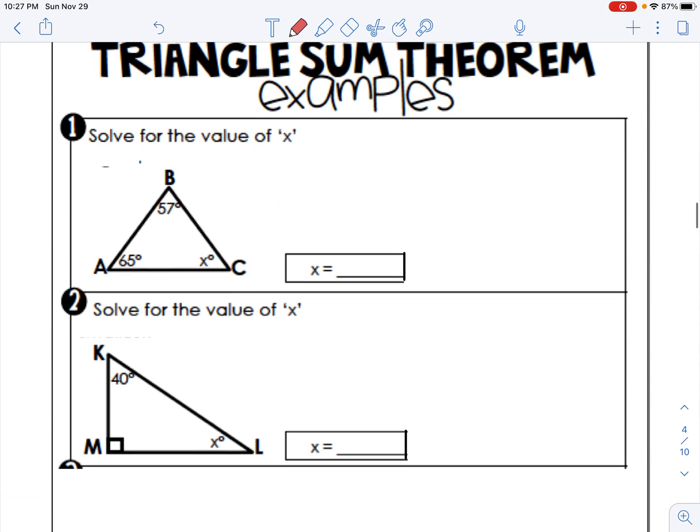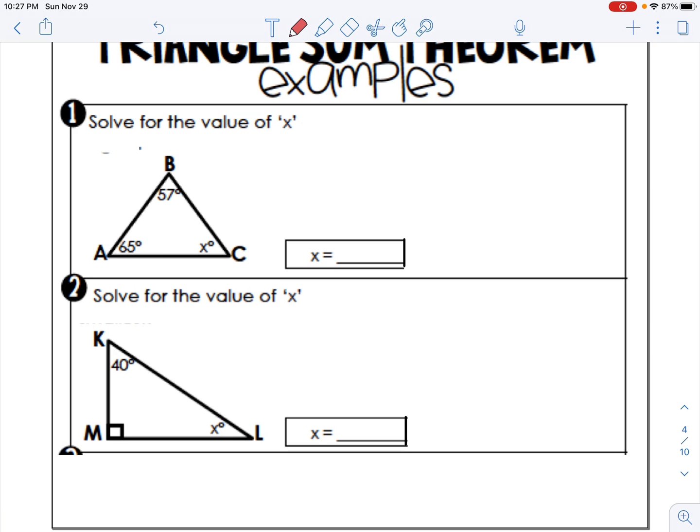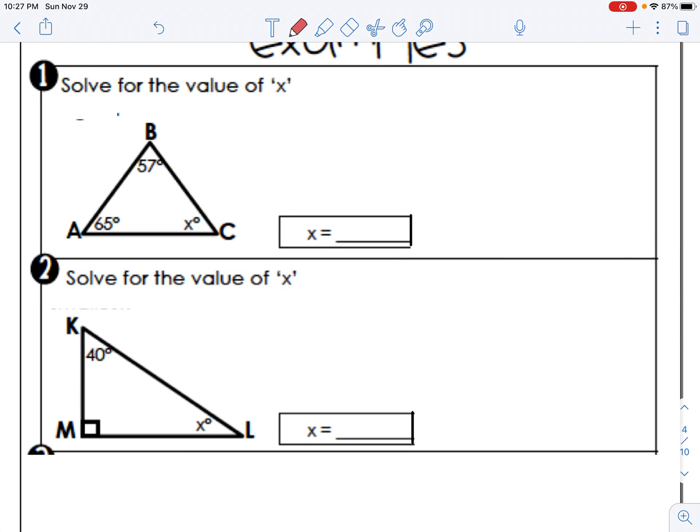Okay, so you guys go ahead. Why don't you pause the video and then you try these two questions. And then when you're done with them, unpause them, and then we'll get going through them, okay?